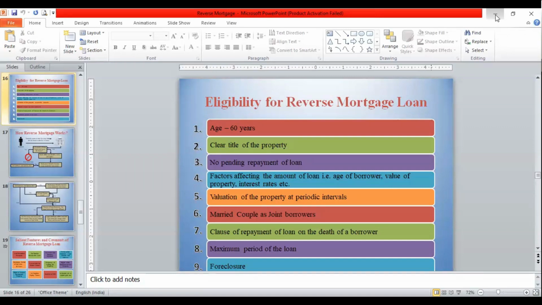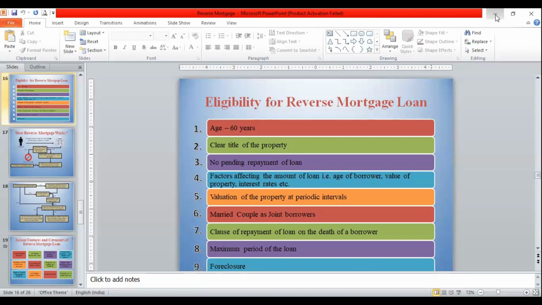But as far as the borrower is concerned, the borrower need not make payment of even a single penny during his or her lifetime, except in the case where foreclosure of the loan is required. I have discussed the 8 clauses.